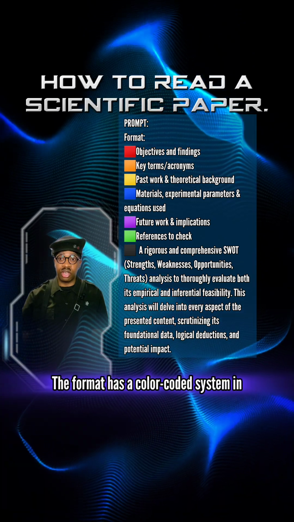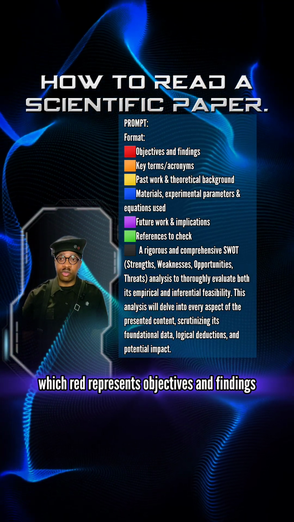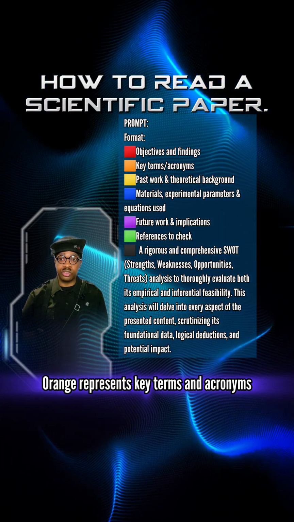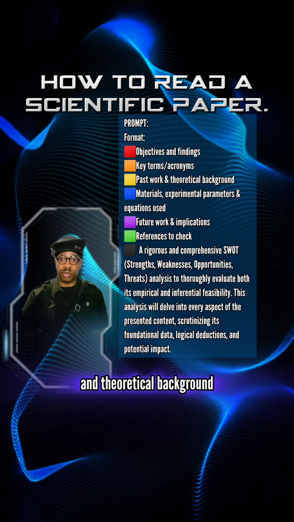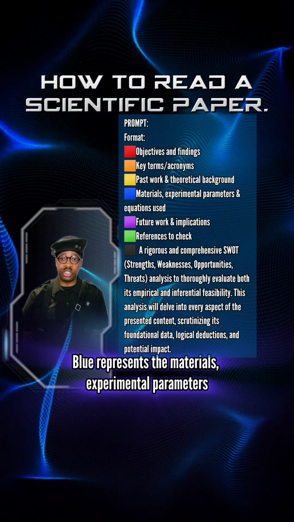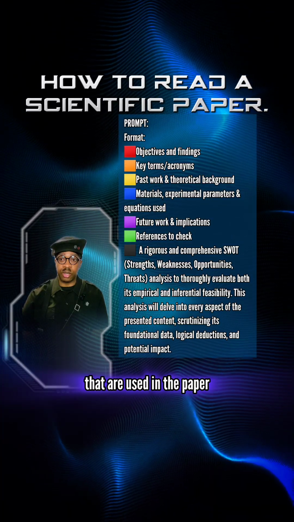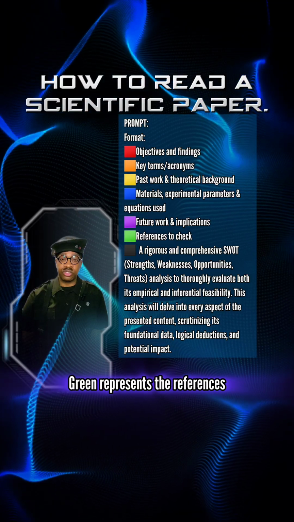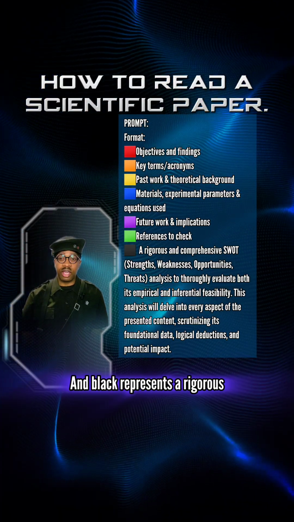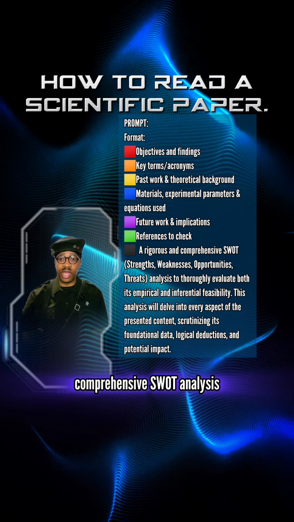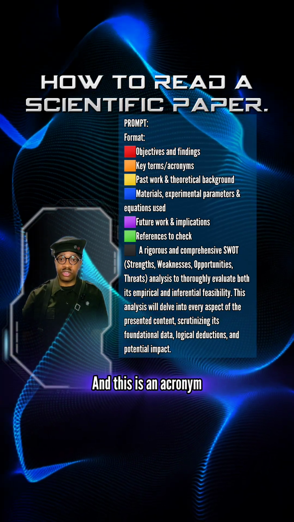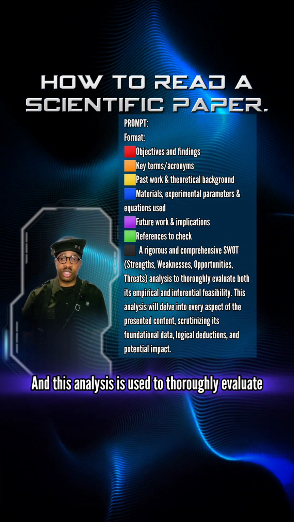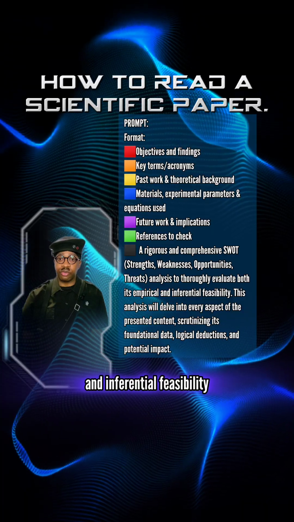The format has a color-coded system in which red represents objectives and findings, orange represents key terms and acronyms, yellow represents past work and theoretical background, blue represents the materials, experimental parameters, and the equations that are used in the paper, purple represents future work and implications, green represents the references that must be checked, and black represents a rigorous, comprehensive SWOT analysis. This is an acronym that stands for strengths, weaknesses, opportunities, and threats. And the analysis is used to thoroughly evaluate both its empirical and inferential feasibility.